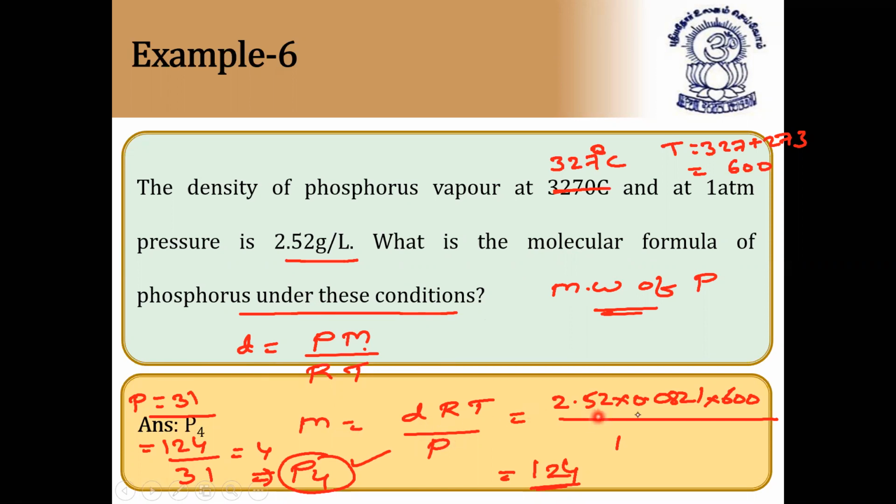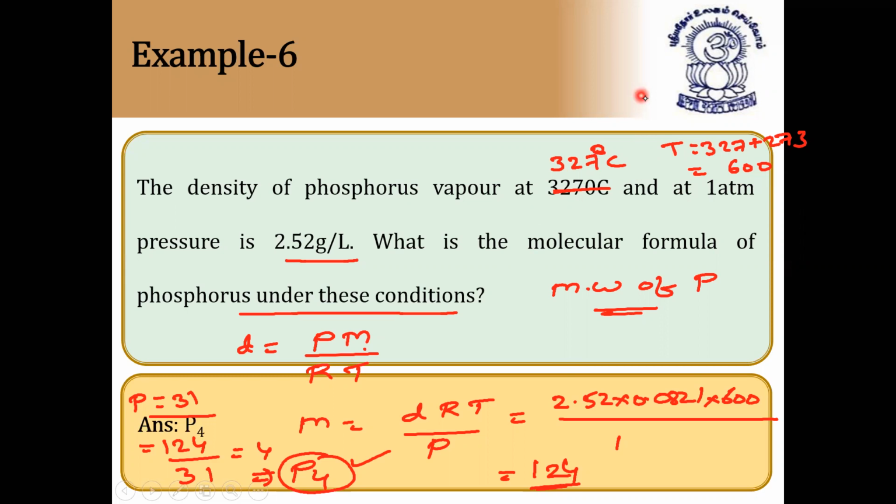Density is given 2.52. R value, universal gas constant, is 0.0821, and the temperature value is 600, and pressure is given 1 atmosphere. So 600 kelvins, because they are given 327 degrees C. It is not 3270. It is a printing mistake. So 327 degrees C is equal to 327 plus 273. Always you have to change the temperature into Kelvin only, because all the gas laws are based on Kelvin temperature, that is absolute temperature. So I hope it is clear now.